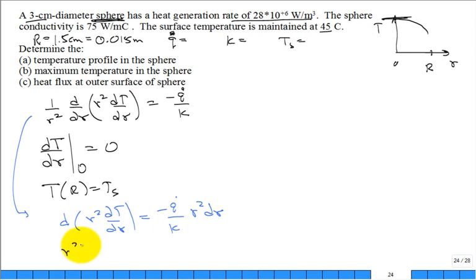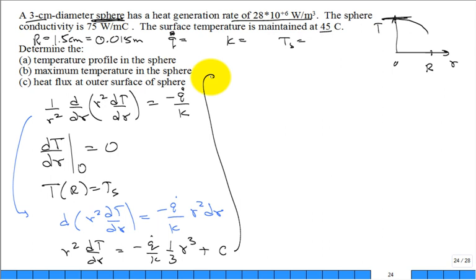We get r squared dT/dr equal to minus q dot divided by k times 1/3 r cubed plus a constant of integration. At this point, I would like to apply one of my boundary conditions. So we'll apply boundary condition number 1. And when we do that, it's like 0 times 0 is equal to a bunch of stuff times 0 cubed plus C. C has to be 0. That's the bottom line. Good. We're done with C, or that constant of integration.